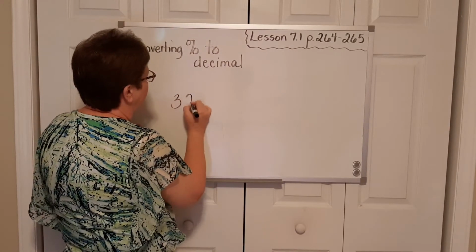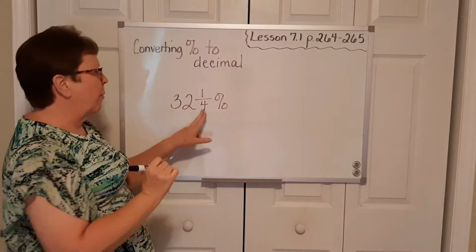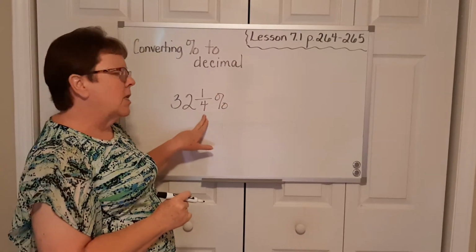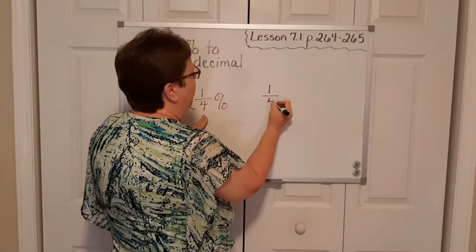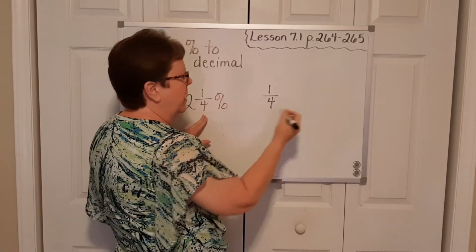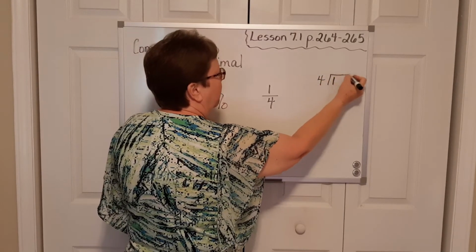32 and 1/4%. Here we have a fraction that needs to be changed to a decimal. So remember, to change a fraction to a decimal, it's top number divided by the bottom number.